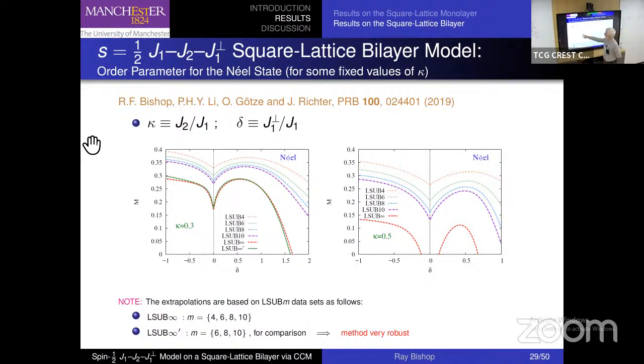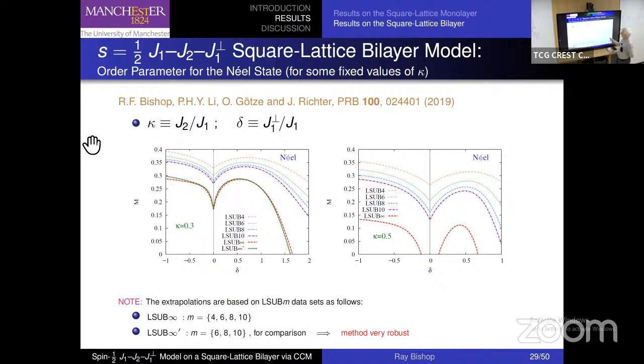At this value, the Néel state, what you see is for this value of kappa, as we go to larger positive values of delta, the order parameter first increases. That's the step towards three-dimensionality. That's the cusp that I was talking about before. But ultimately, it turns over and the order parameter goes to 0 at a particular value of delta. And the same thing happens here, at this higher value of kappa.